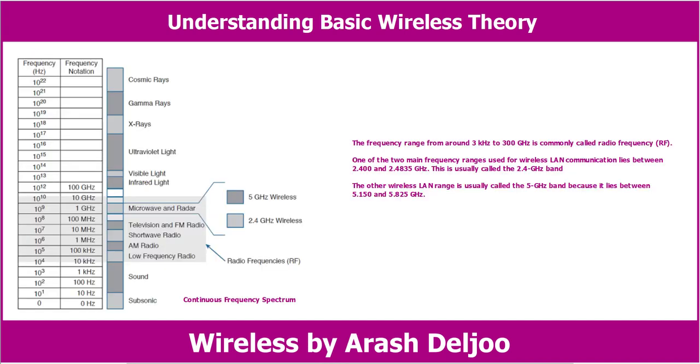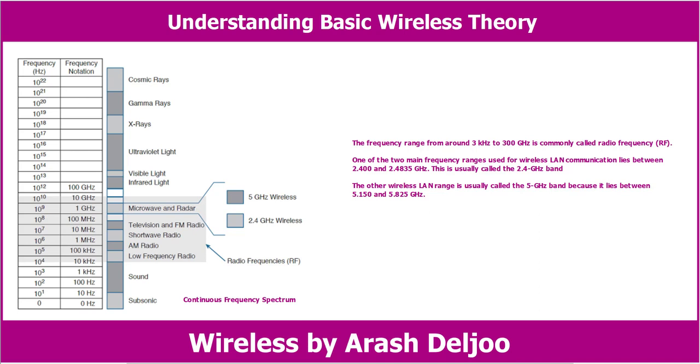This figure shows a simple representation of the continuous frequency spectrum ranging from 0 Hz to 10 to the power of 22, as you can see, or 1 followed by 22 zeros Hz. Okay, at the low end of the spectrum are frequencies that are too low to be heard by the human ear, followed by audible sounds. Okay, the highest range of frequency contains light, followed by X, gamma, and cosmic rays, as you can see here.